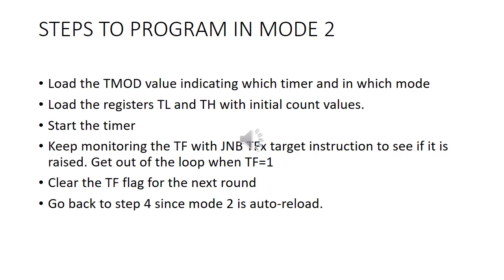Where are you going to jump? You are going to jump to the location target. So once it becomes 1, you will come out of that loop. So the next step is you should clear the timer overflow flag for the next round. So in mode 2 you do not stop the timer. You just need to clear the timer overflow flag for the next round. Then again go back to step 4.